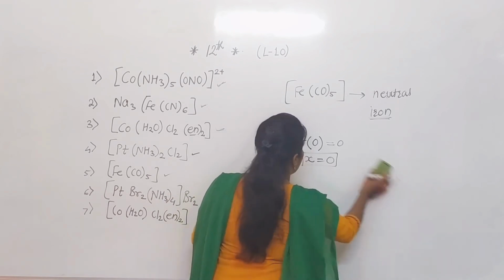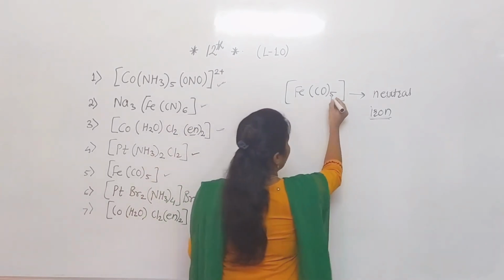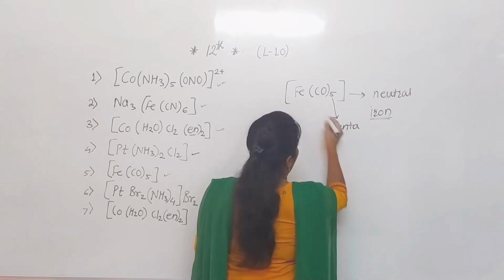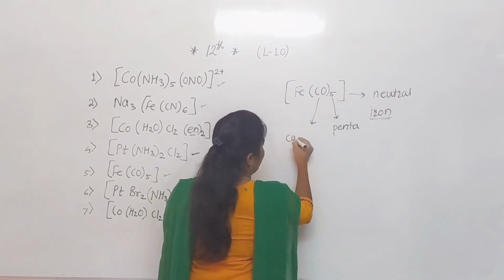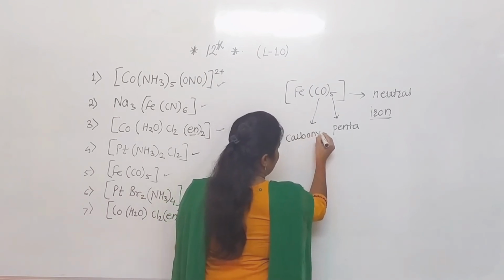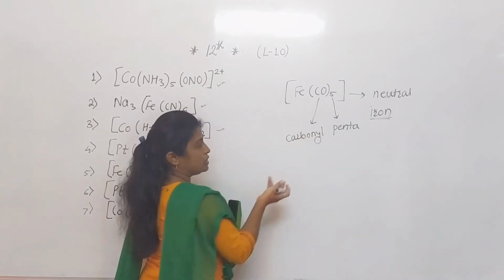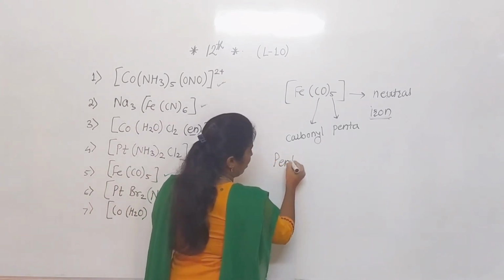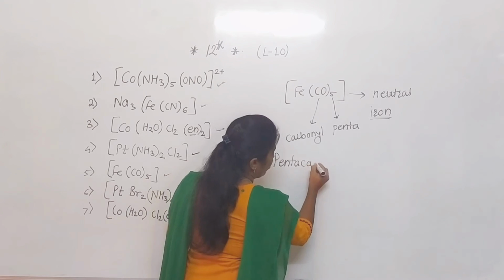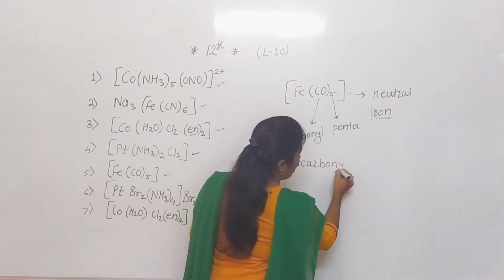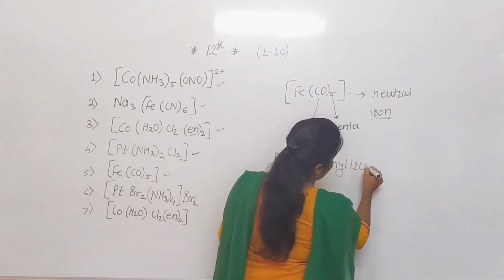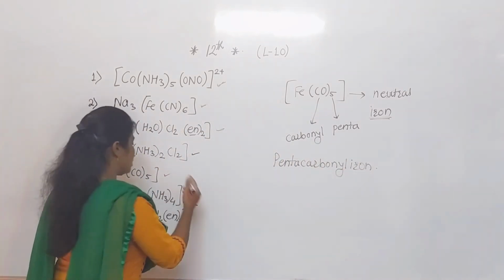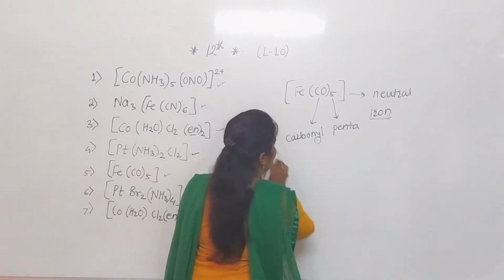Now see the ligand. How many ligands are there? 5 are there, so we write penta. CO means we write carbonyl. We write its name collectively, starting with penta, first letter capital: pentacarbonyl iron. This is the simple name of this complex. Okay, now the third example of today's lecture.